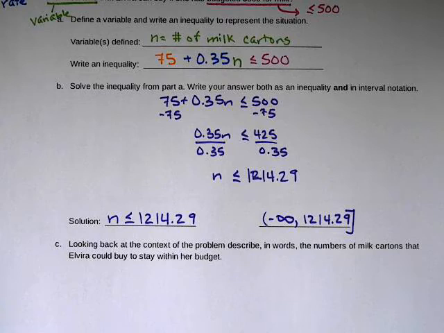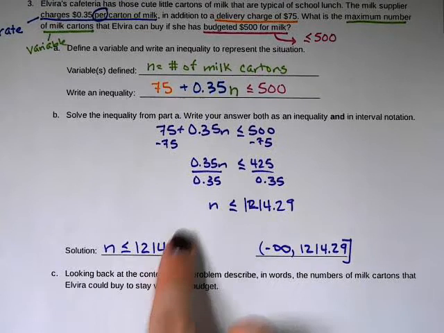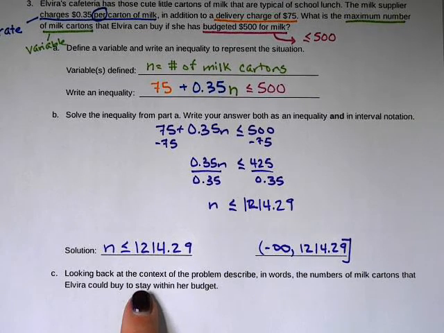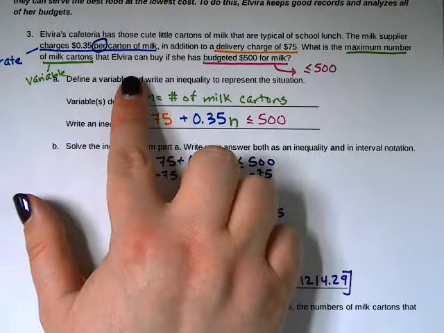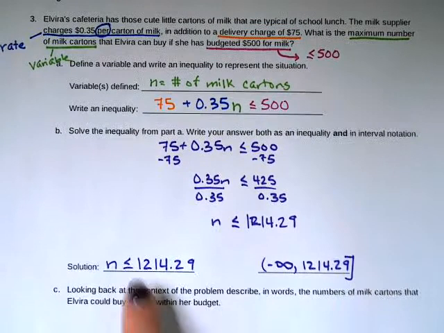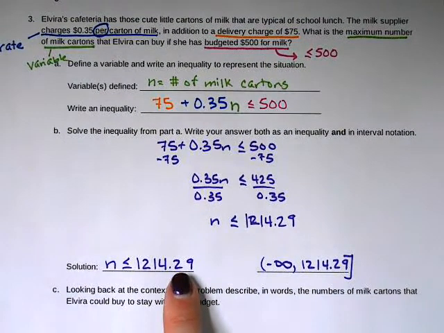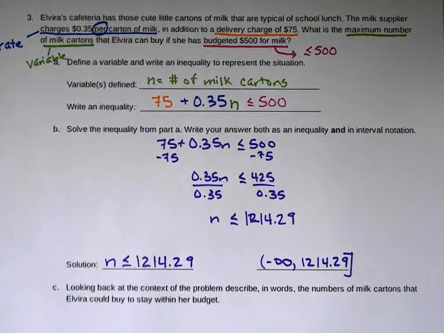Now we get to the real problem here. We have to look back at the context and figure out what this answer actually means. We have to remember that the question was, what is the maximum number of milk cartons that Elvira can buy if she's budgeted this $500? Well, this doesn't truly give me an answer. I don't really know what that means. So we have to think about how many milk cartons can she actually buy then.